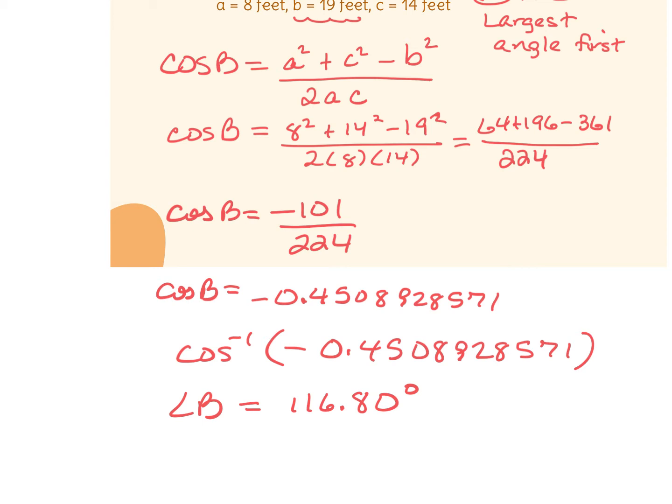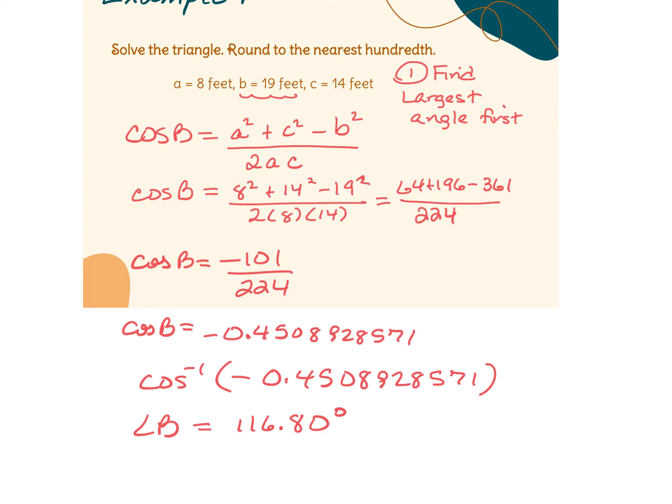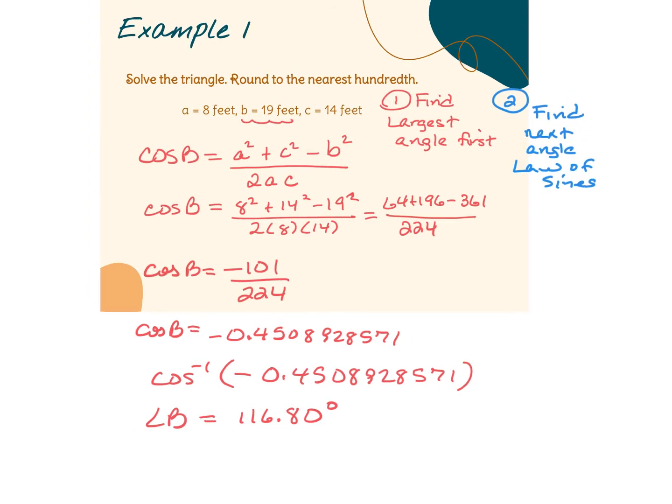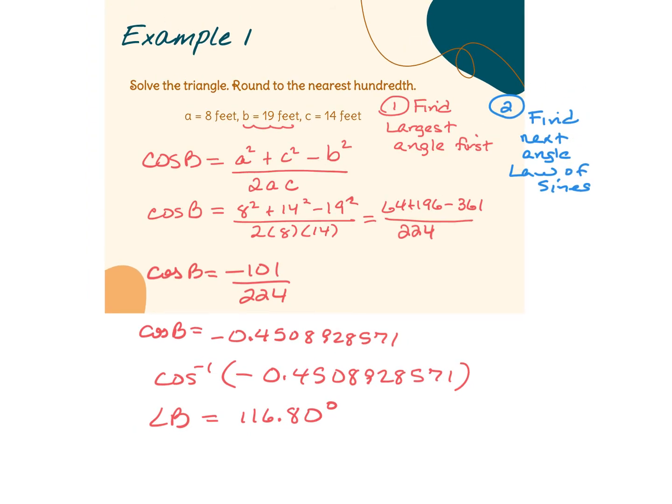So step number 1, always for a side, side, side triangle, find the biggest angle first. Step number 2, we are going to find another angle, and it doesn't matter which. So we're going to find our next angle, but we're going to use the law of sines. For the second step, it doesn't matter if I end up finding angle A or angle C, but I'm going to use law of sines. So I'm going to go ahead and find angle A.